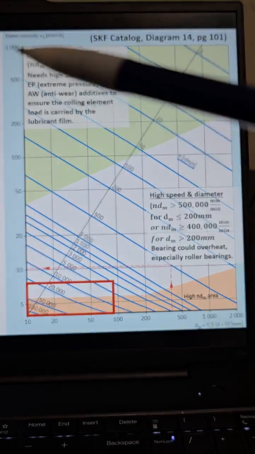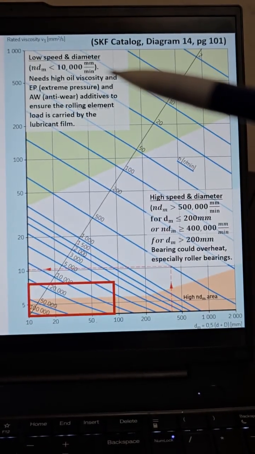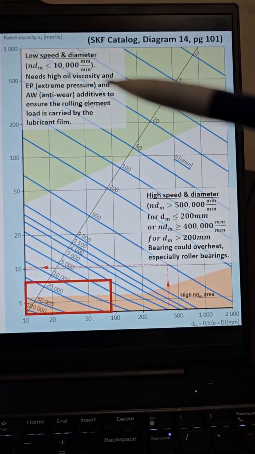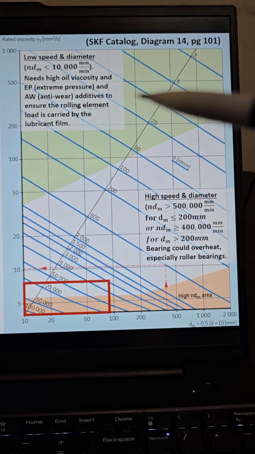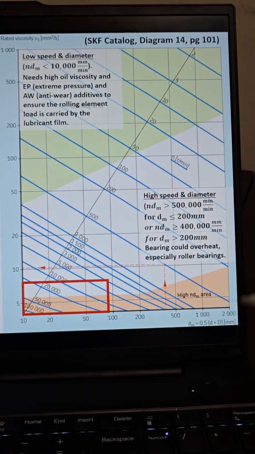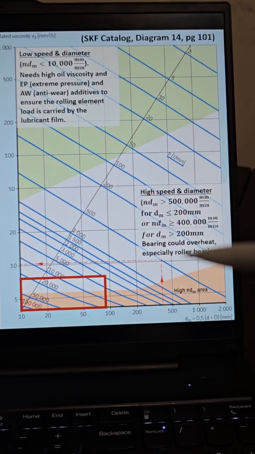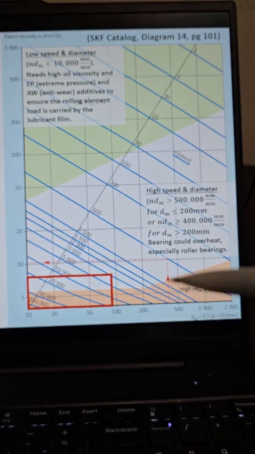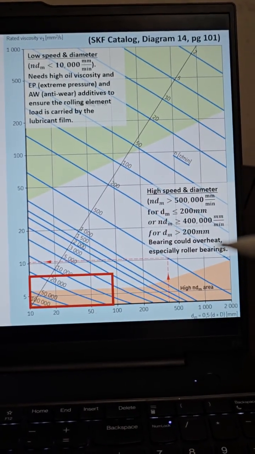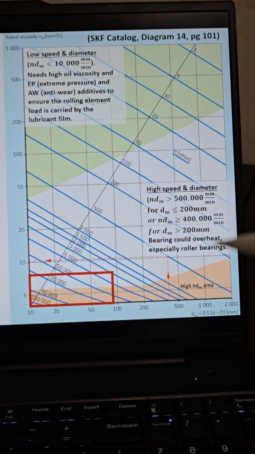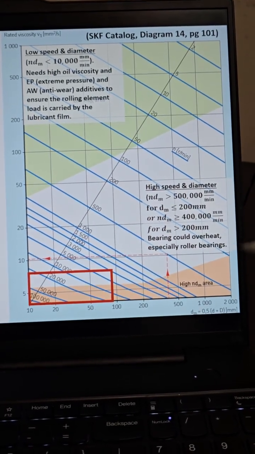We notice up here in this corner you have low speed and diameter, so you need a high oil viscosity because the pressures are typically high, and maybe anti-wear additives. Down here in this corner you have high speed and diameter, so a lower viscosity oil may be sufficient, but you should be concerned about, with that high heat, lots of friction resulting in overheating of the bearings.